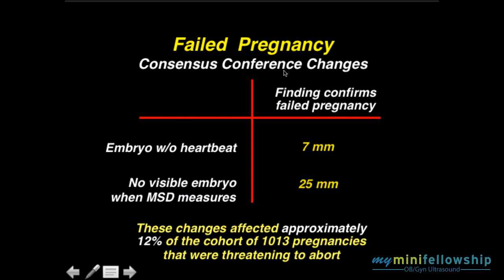So, the consensus conference panel says these are the findings which confirm a failed pregnancy. An embryo without a heartbeat of 7 millimeters or more, no visible embryo when the mean sac diameter measures 25 millimeters or more. These changes affected approximately 12% of the cohort of 1,013 patients that were threatening to abort. Therefore, while I personally consider these changes to be excessive, they affect a relatively small number of patients and do have the potential to avoid errors. For these reasons, I was a signatory of the consensus conference recommendation.